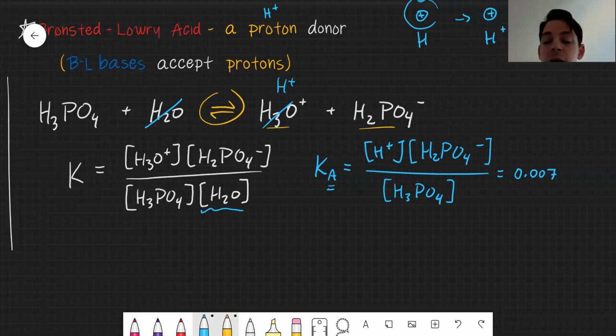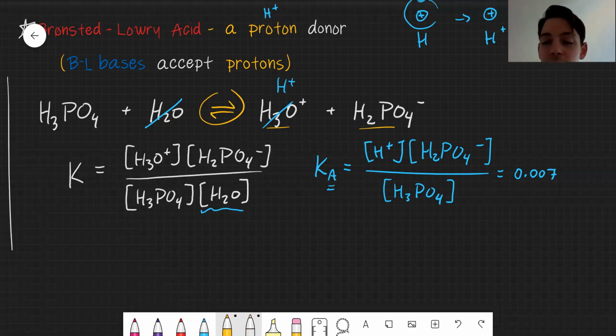0.007. Every acid has its own acid dissociation constant. And these constants can be looked up online or in tables. Like I said, they're readily available. The Ka value for phosphoric acid is pretty low. So I want you to think, what does that mean about the ratio of products to reactants if the Ka value is much less than 1?